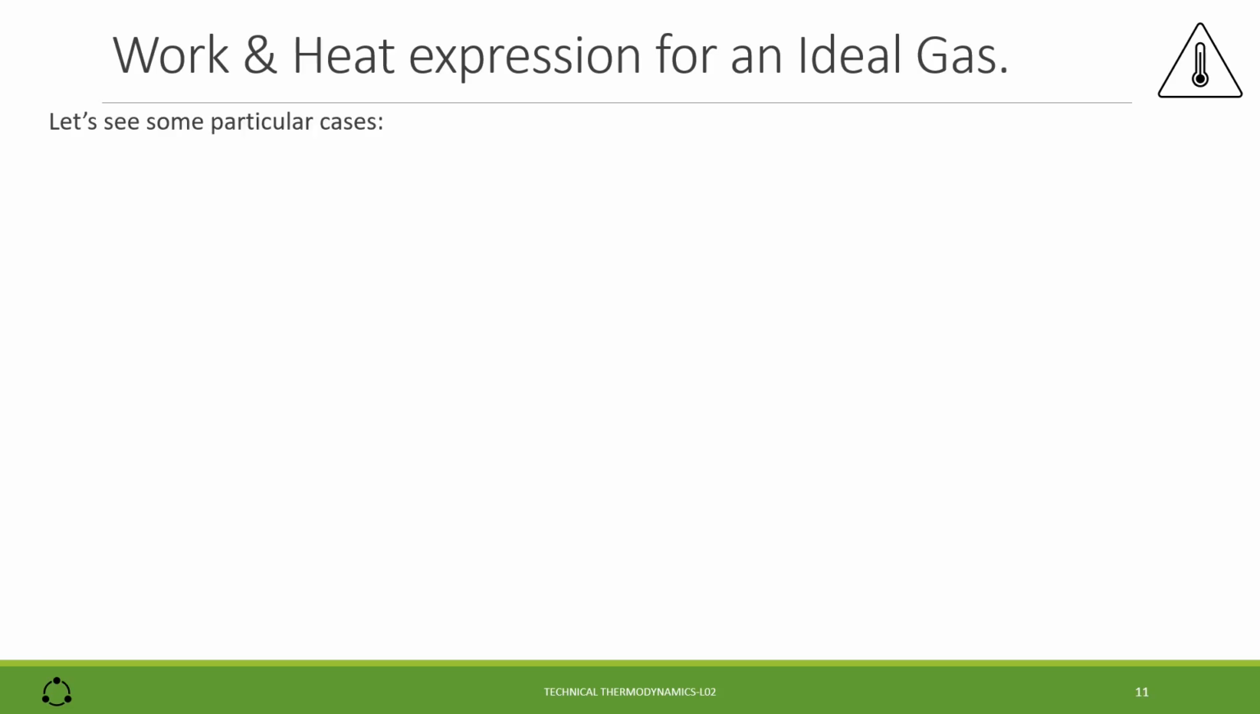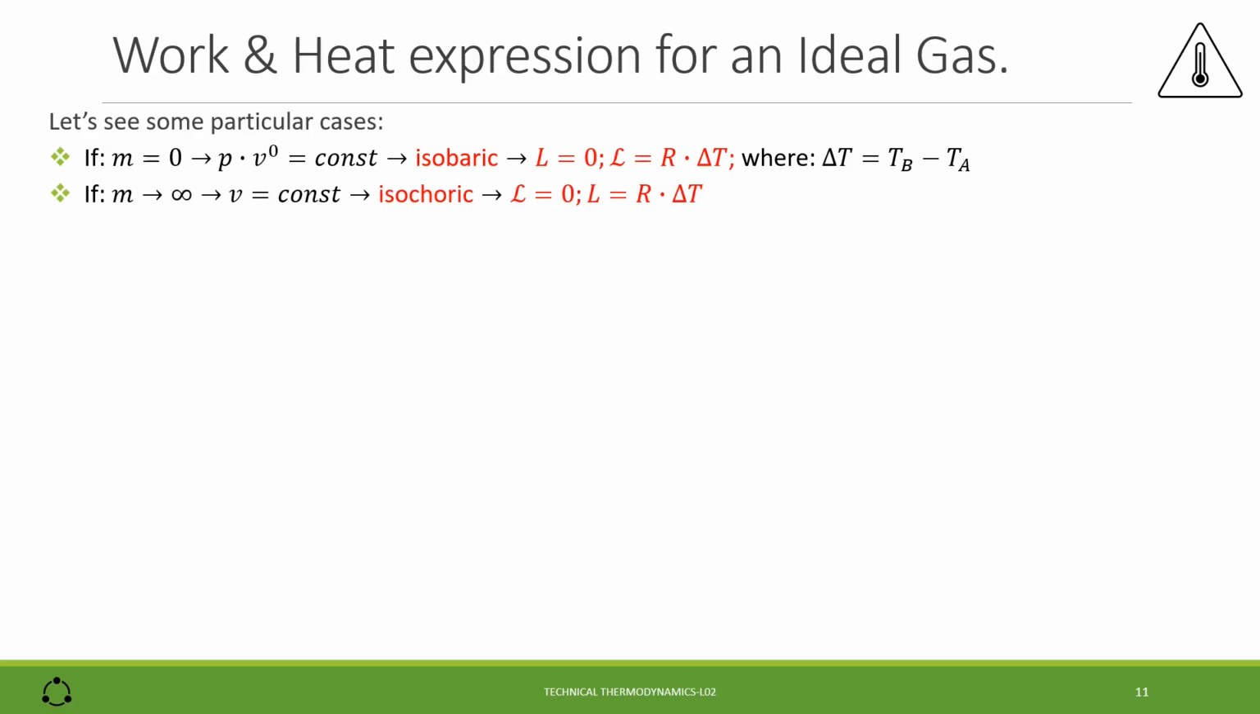Let's see now some particular cases. If M is 0, also the pressure is constant, we have an isobaric transformation, the technical work is 0, and the thermodynamic work is R into delta T, where delta T is temperature of state B minus temperature at state A. If M goes to infinity, the volume is constant, the transformation is isochoric, the thermodynamic work is 0, and the technical work is R into delta T.